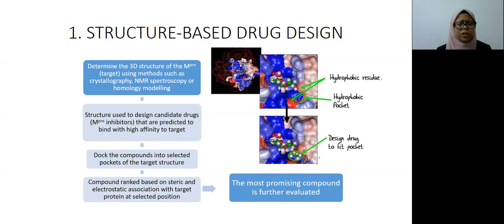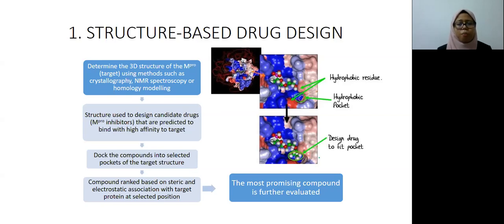So how can we obtain the structure using these methods? I will explain one method, which is crystallography. The protein with the water will firstly be frozen into a crystal, and then X-rays will be applied, and the picture of this protein will be taken. From there we can get the structure of the target. Once we obtain the structure of the target, which is the CoV-Pro, we can use this structure to design candidate drugs that are predicted to bind to the target with high affinity and selectivity.